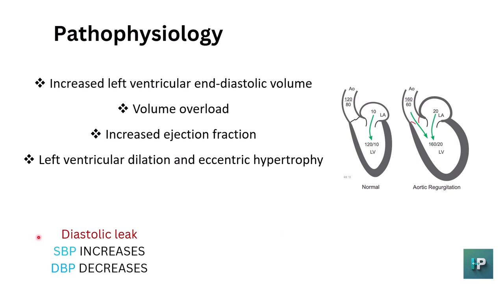And diastolic leak. The regurgitation occurs only during diastole, because in systole there will be normal forward flow from left ventricle to aorta, and in the normal case there will be no flow in diastole, but here regurgitation occurs during diastole from aorta to left ventricle. So the systolic blood pressure is increased because of increased ejection fraction, and diastolic blood pressure is decreased because of the diastolic leak.